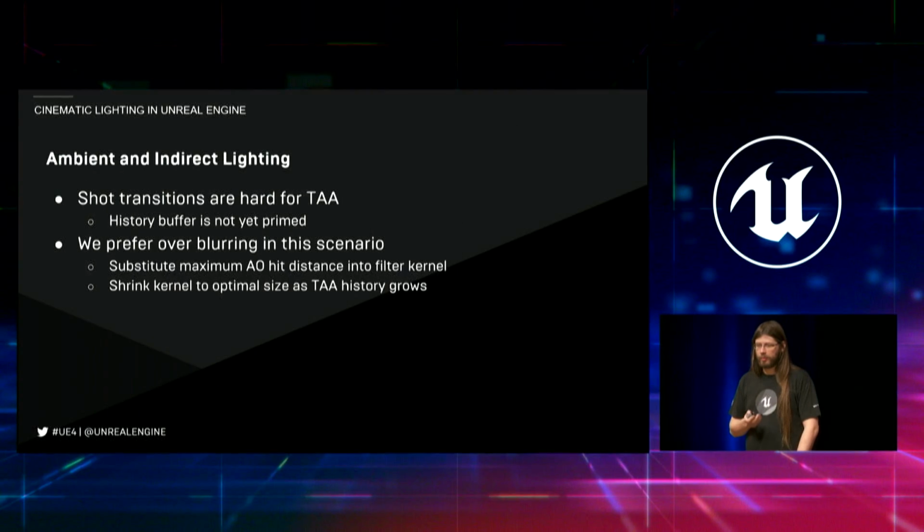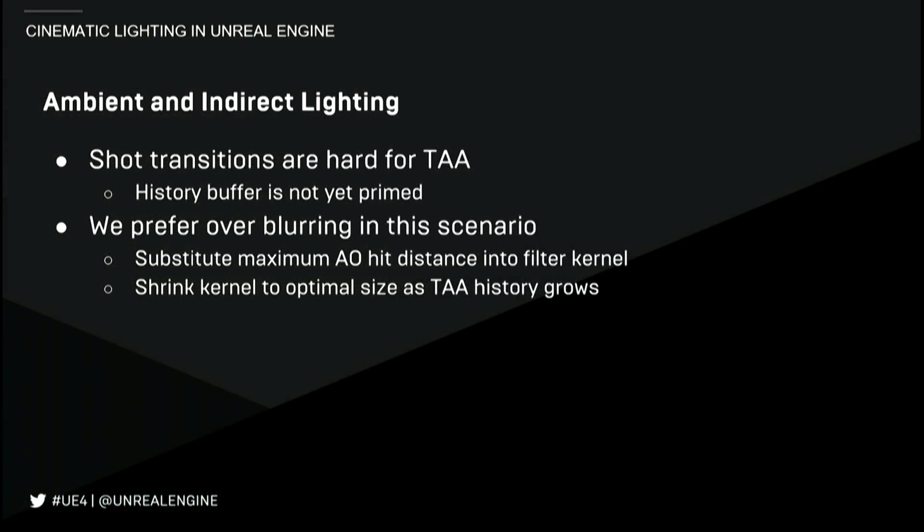However, there is a problem with TAA, and that problem is shot transitions. Whenever we do a camera cut, we basically lose all the history that we'd been accumulating. It's no longer valid. So without a history buffer, you're back to just your original 2 samples from the current frame. In this case, we tend to prefer overblurring; we're not generating the data, so we have to deal with what we have. So we can substitute our maximum AO hit distance into the filter kernel, and essentially we just blur out wider and then shrink the kernel back down again as we accumulate up to our target data rate.